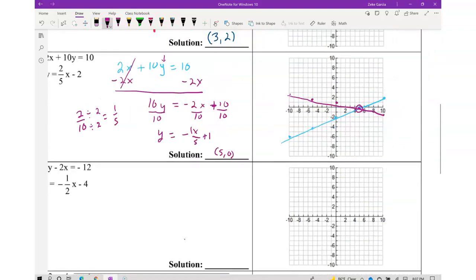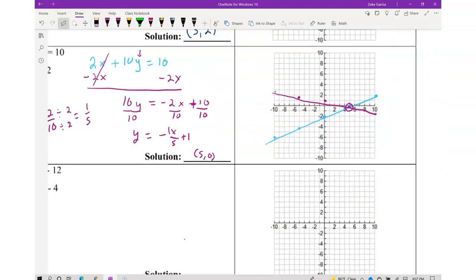I went ahead and graphed it here. It's not a very good line, but I tried my best here. We have a y-intercept of 1, and I used the slope. I went ahead and went down 1 and went over 5 until I found the intersection.